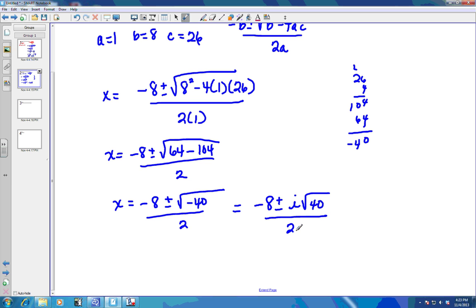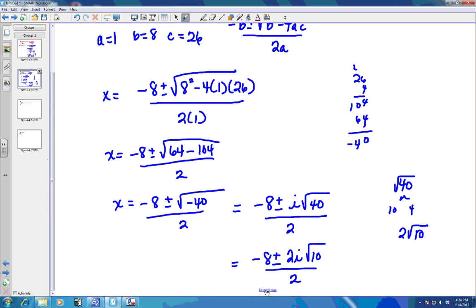If you'll just go ahead and bring out your i, because I know it's going to be a negative square root, and now I can simplify the 40. So 40 is 10 times 4, and 4 is a perfect square, so I can actually rewrite the square root of 40 as 2 times the square root of 10, because 4 is that perfect square, so I'm bringing that 2 out. So I'm going to rewrite this as negative 8 plus or minus, instead of writing square root of 40, I'm going to write 2i, because my i is already there, square root of 10 over 2.